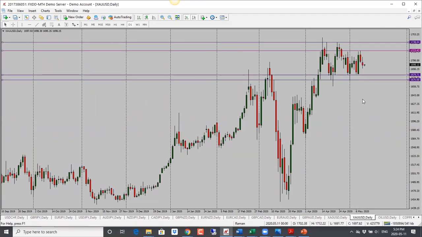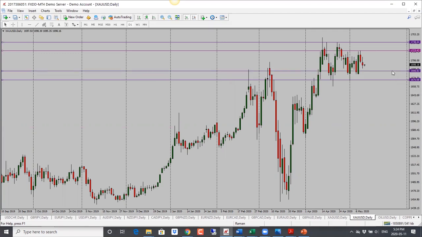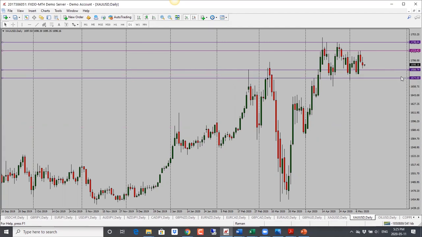Gold here, gold is looking bearish. On Friday, we saw a drop, and today again, there was a drop, looking bearish still. Next target is 1688 and then 1680. So bearish bias here for gold.